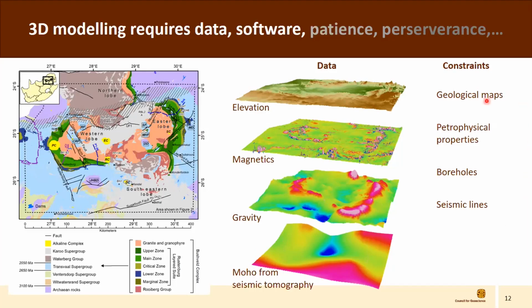The constraints I had were the geological maps at the surface, petrophysical properties, which is crucial when you're doing any kind of geophysical work. A few boreholes, but they're not too clear on this image, but I'll just show them. There's one, there's there, and they're all obviously around the periphery where the Bushveld is close or at the surface. So that is basically the deeper boreholes that we had to work with.